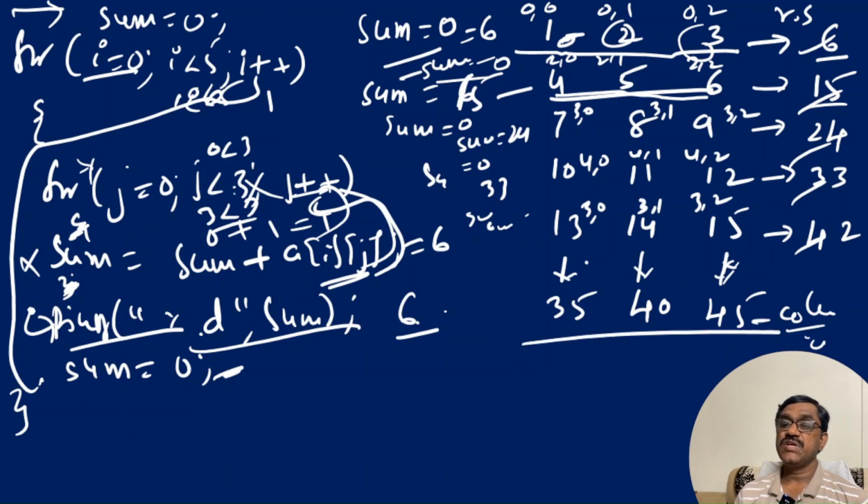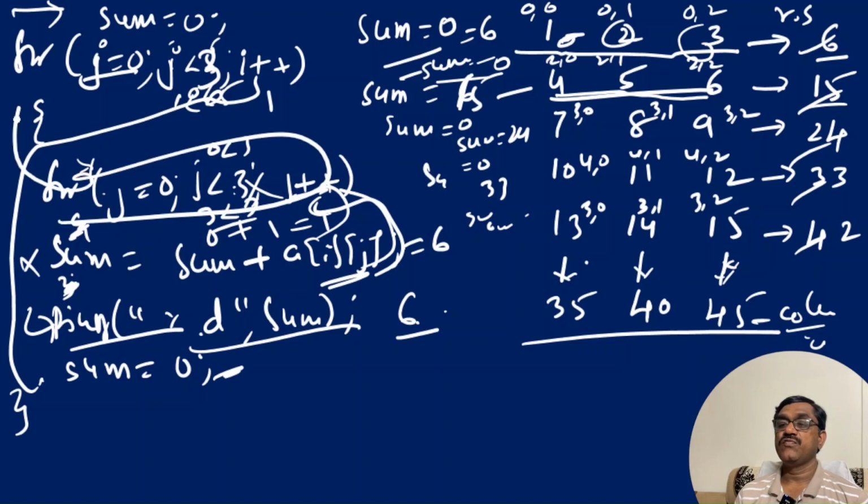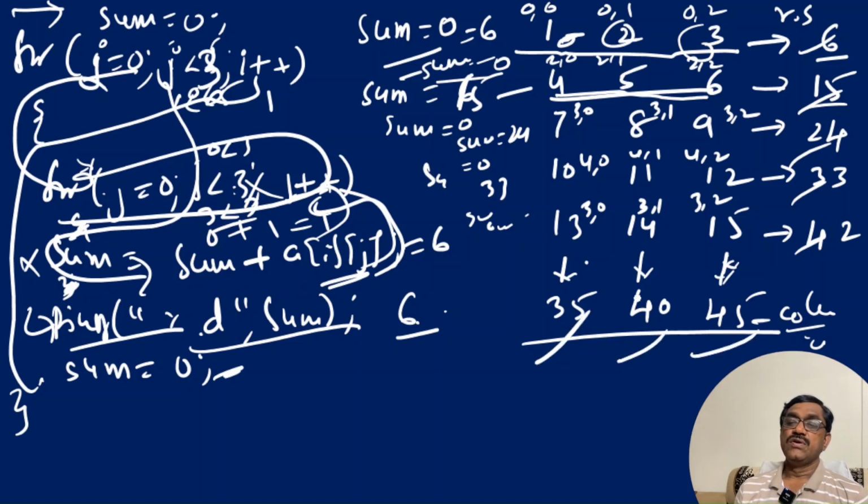To print the column sum, we have to use the same thing. But first you write j equals 0 and j is less than 3. You write this second for loop first and the first for loop second, and you write as it is sum equals sum plus a of i j. That gives 35, 40, 45. So this is a simple explanation of how to find the row sum and column sum.